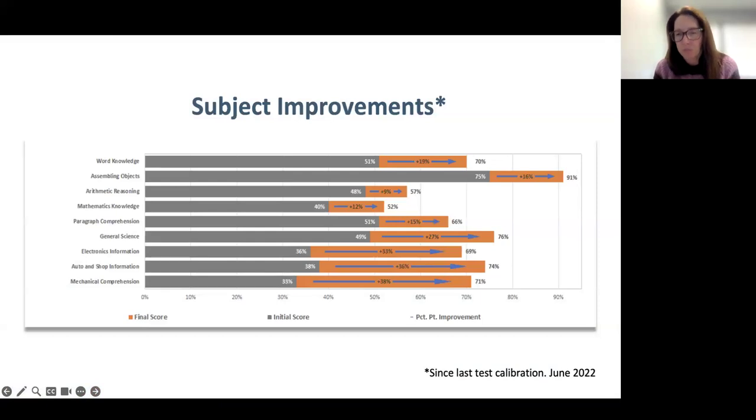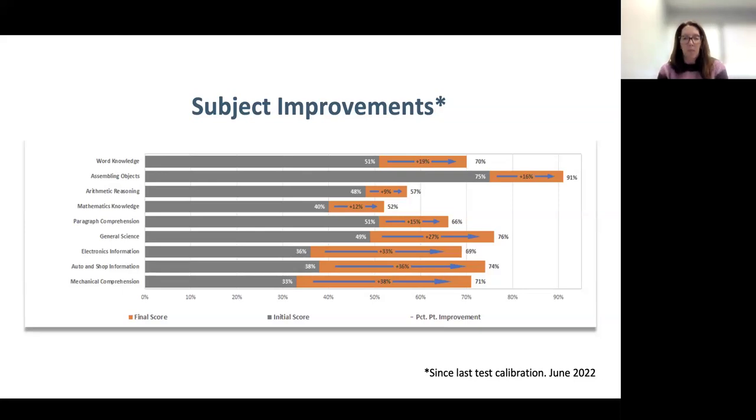Okay, so these are some of the results that we have seen within the program. And you can see that on all of these different subtests, word knowledge, assembling objects, et cetera, you can see an initial score and then a final score for service members. And this data is since our last test calibration from June 2022. The subject improvements are pretty phenomenal.